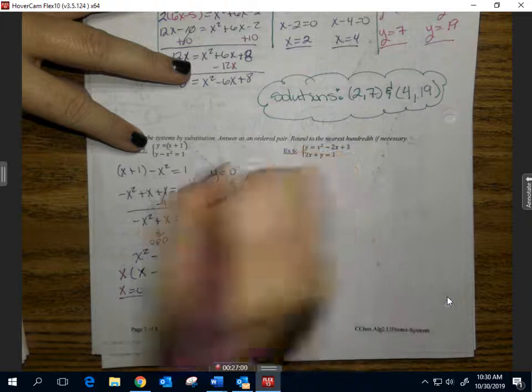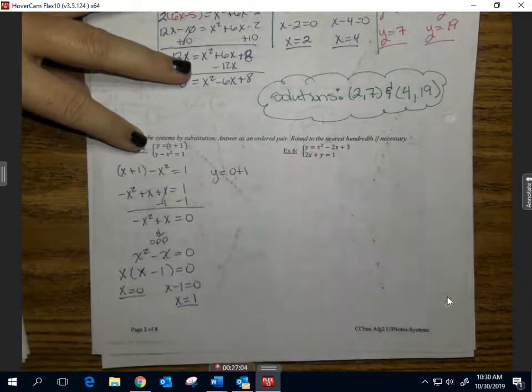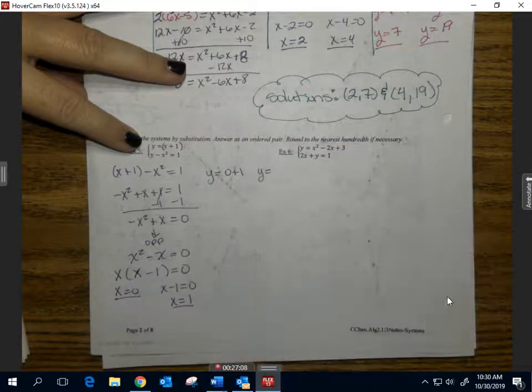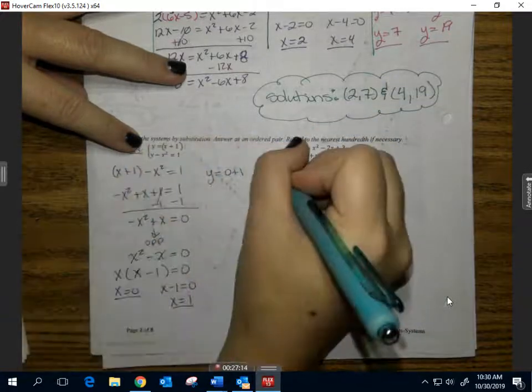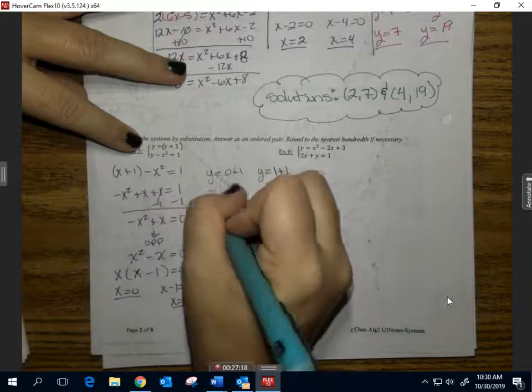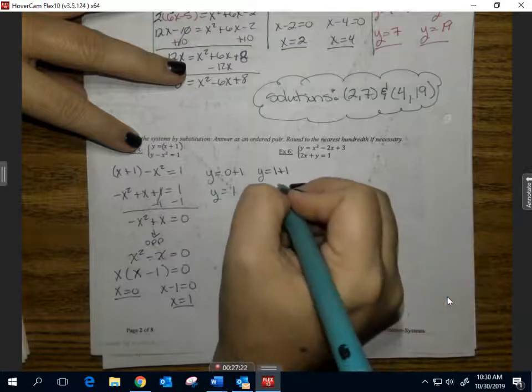plus 1. Whoops, plus 1. The other equation is going to be y equals 1 plus 1. So y is going to equal 1 and y is going to equal 2.